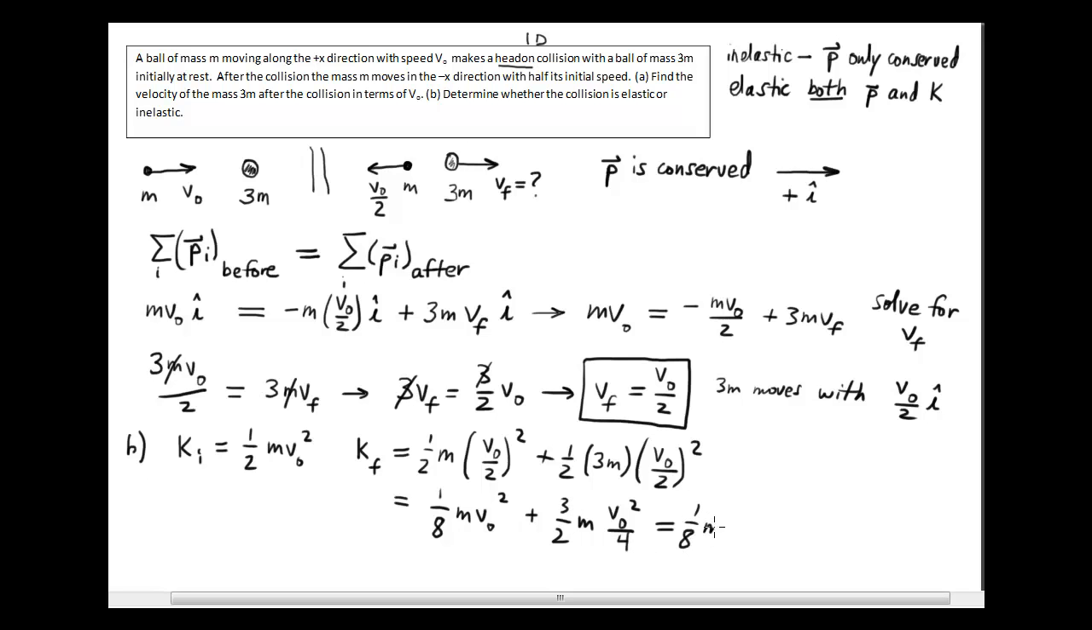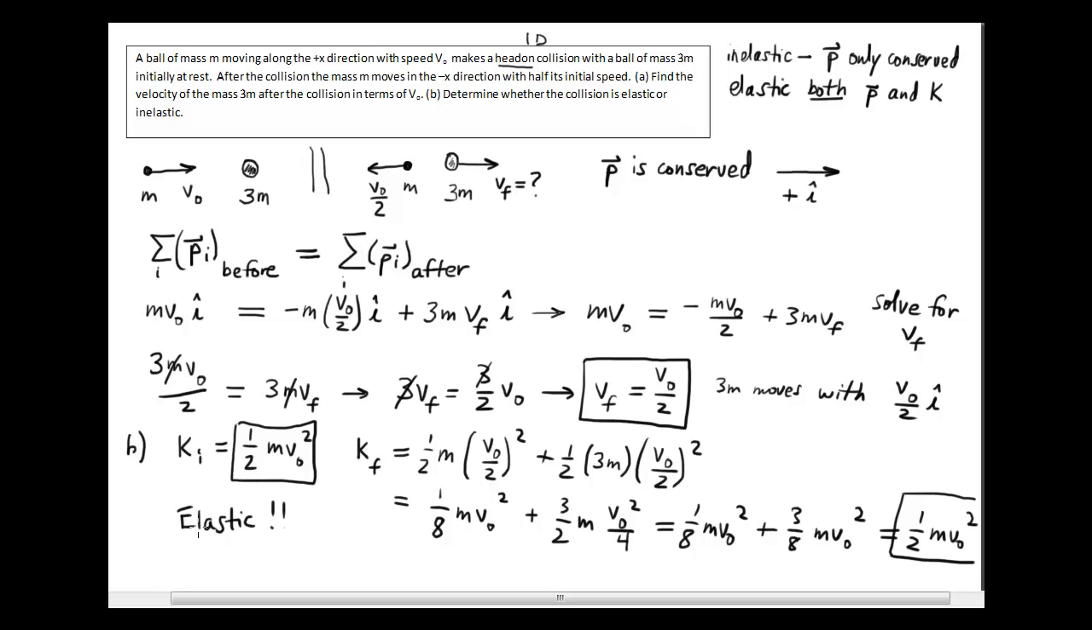I'll write it out just to be very clear. 3/8 m v0 squared. 1/8 plus 3/8 is 4/8, which is the same as 1/2. So I get 1/2 mv0 squared as my final kinetic energy. And if I compare that to the initial kinetic energy, I see that in this case, both are the same. And so the collision is elastic. I can tell that simply by calculating the kinetic energies.